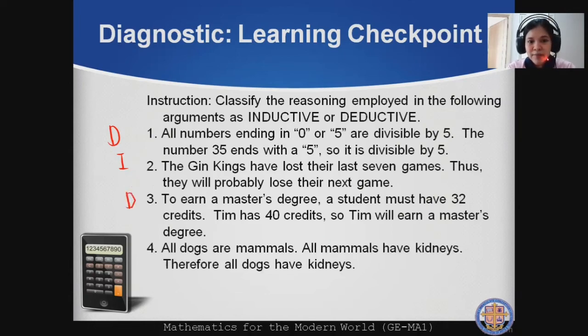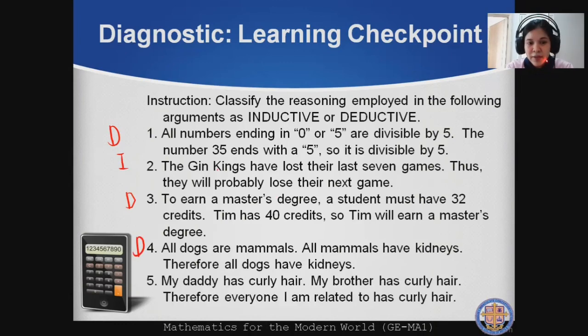Then number 4. All dogs are mammals. All mammals have kidneys. Therefore, all dogs have kidneys. So, lahat puro all. Alam niyo naman pag all, di ba? General to specific. So, sinabi mo, lahat daw ng mammals may kidneys. Saka ka nagbigay ng specific example ng mammal, which is a dog, or which are dogs. So, may kidney din sila. So, this is deductive.